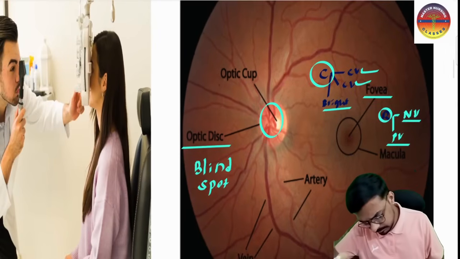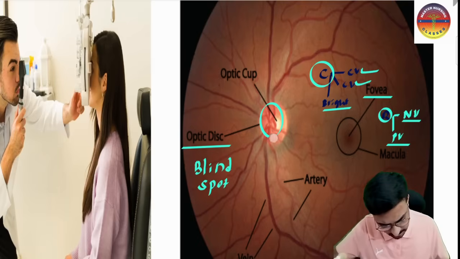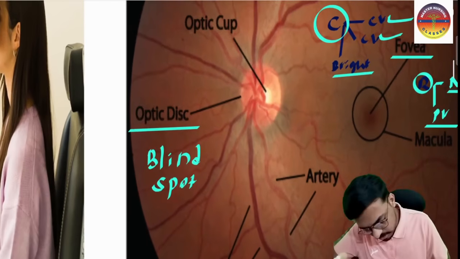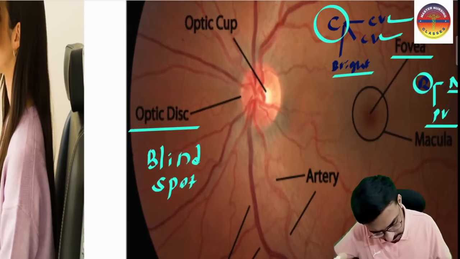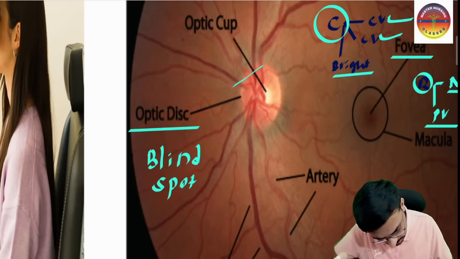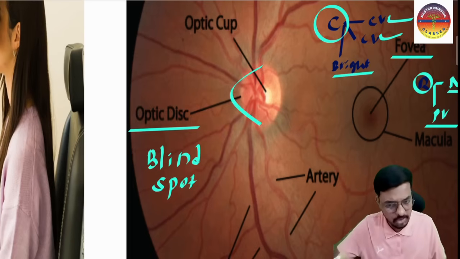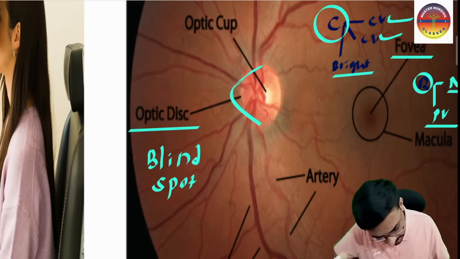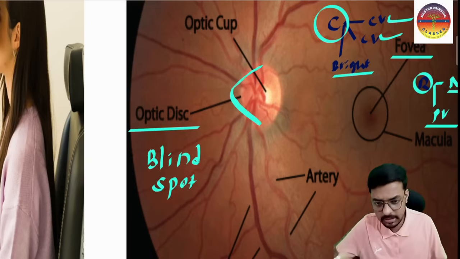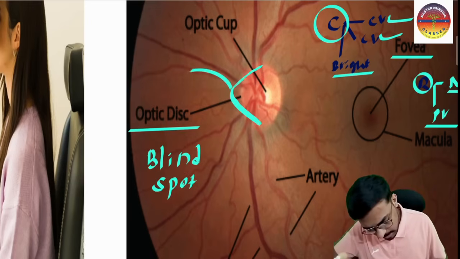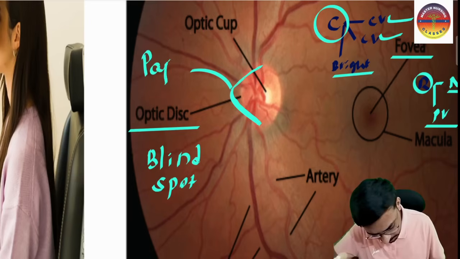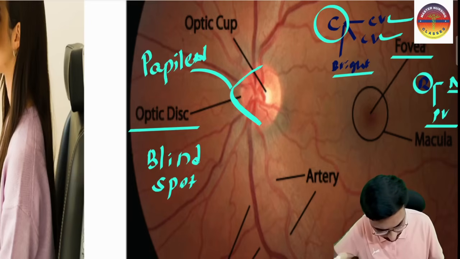Now suppose you consider we are looking at this particular optic disc. Here in the optic disc, this disc is bent inward like this, and the swelling is there. So what can we call this one? We call this one papilledema.